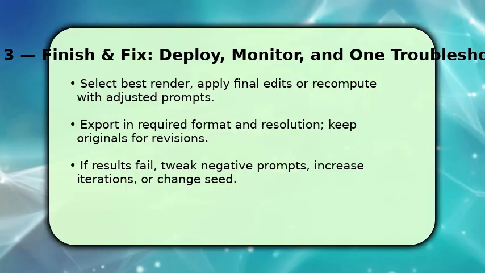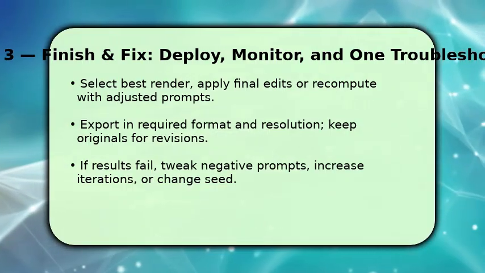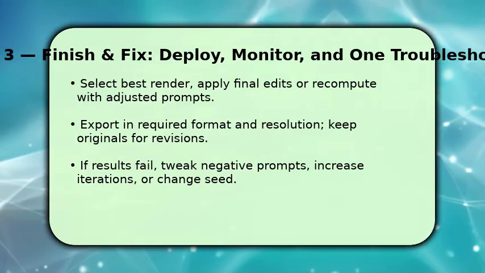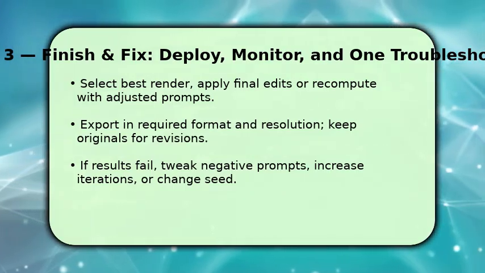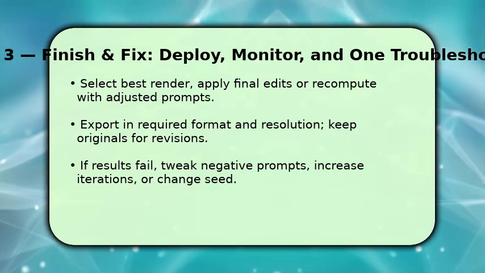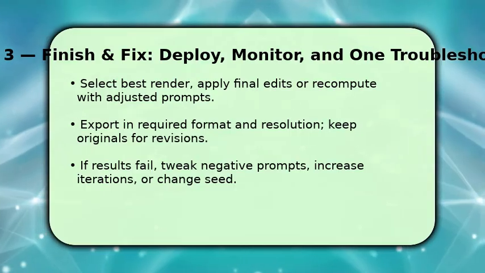If results look off, incorrect anatomy, weird artifacts, or wrong style, first adjust negative prompts, then increase iterations, or change the seed and rerun. This targeted troubleshooting fixes most problems quickly and makes sure your final image matches the intent.